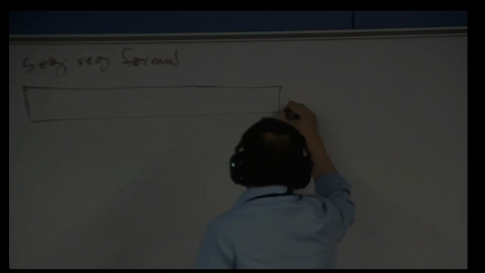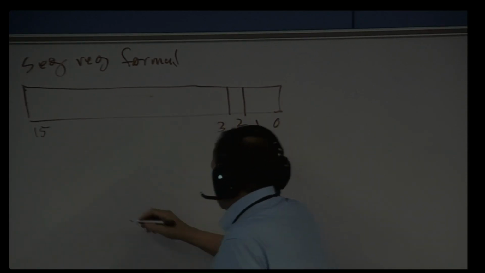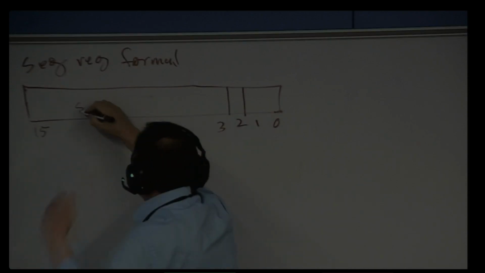The format works like this. It doesn't matter what segment register you're talking about, they all follow the same format. And this is it. 16-bit, right, guys? So here's our 16-bit container. Bits 15 all the way down to 3 form the segment select.